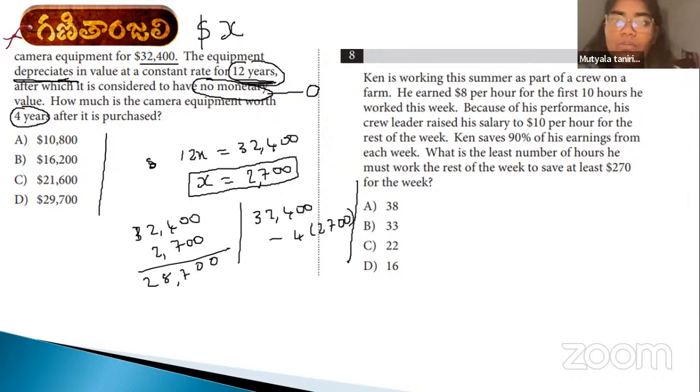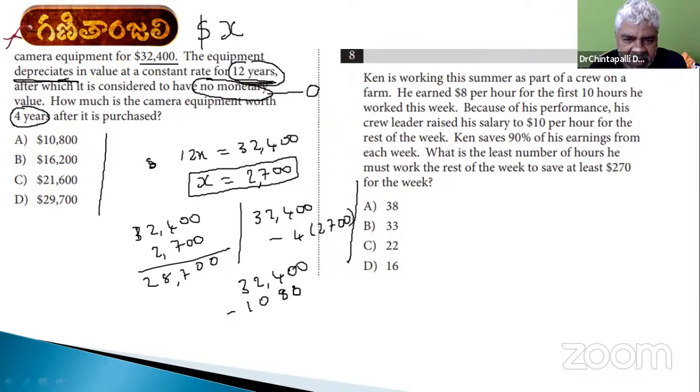So 4 times 2,700 is 10,800. Yes, right. It's 10,800. 32,400 minus 10,800 is 21,600. Yeah. Which option? Option C. Very good.